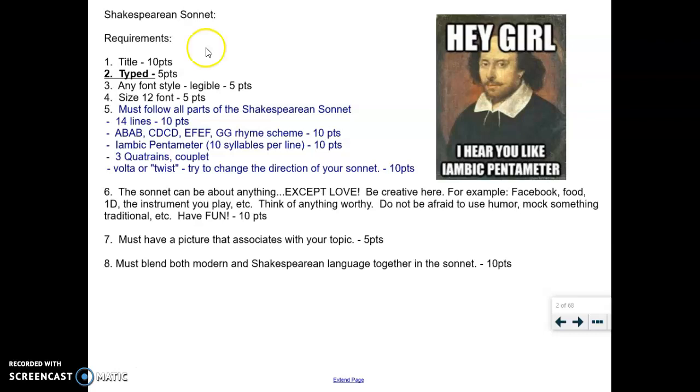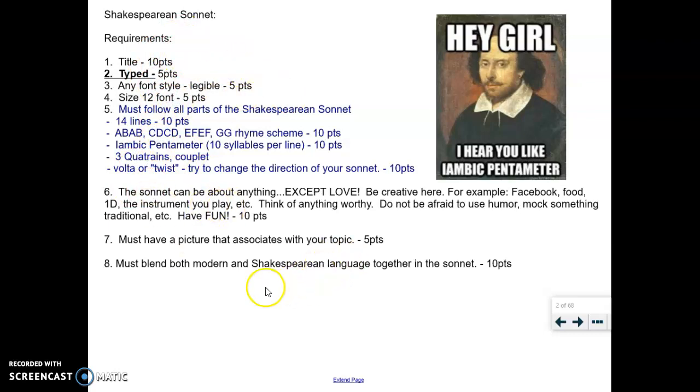Okay? So again, please review these requirements. If you take all these numbers and you add them up, you'll see that this is worth exactly 100 points. Okay? Again, you're writing about anything that you want except love. Please do not torture me, right? And again, make sure you're following these requirements.